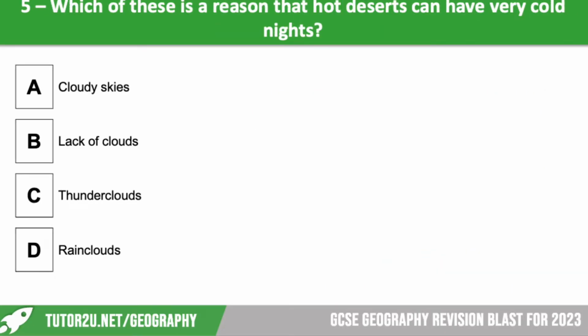Number 5. Which of these is a reason that hot deserts can have very cold nights? So is it A, cloudy skies, B, a lack of clouds, C, thunder clouds, or D, rain clouds? Just give you a moment to think about that one. Okay, let's reveal the answer. It is lack of clouds. So it gets really, really hot during the day because of that lack of clouds. So you get intense sunlight. But then as soon as the sun goes down, the fact there are no clouds there means that that heat immediately escapes. So you get a huge range during one day of temperature.